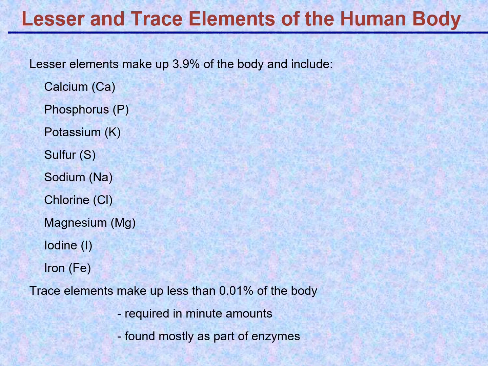There are lesser elements: calcium, phosphorus, potassium, sulfur, sodium, chlorine, magnesium, iodine, iron. You should be able to recognize the symbols for each of these. I'll use them later on in the course, certainly. These make up roughly 4%, and then there are trace elements required in tiny, tiny amounts, but they are key. They're typically found as part of enzymes and are absolutely required as cofactors for enzyme activity.